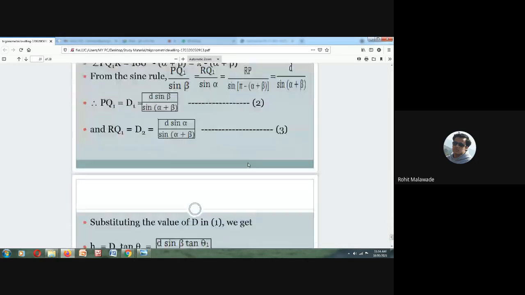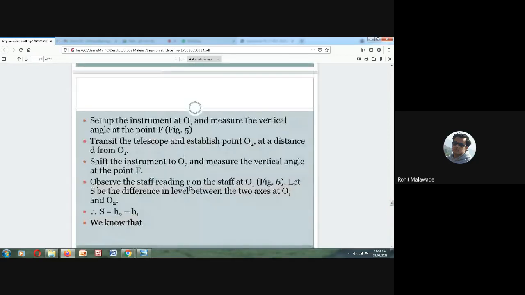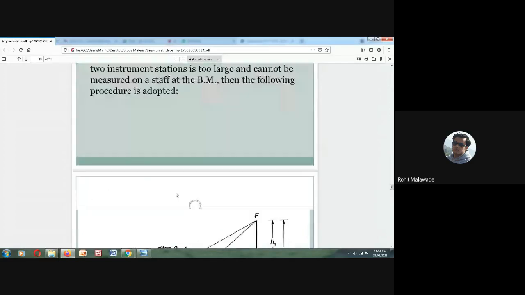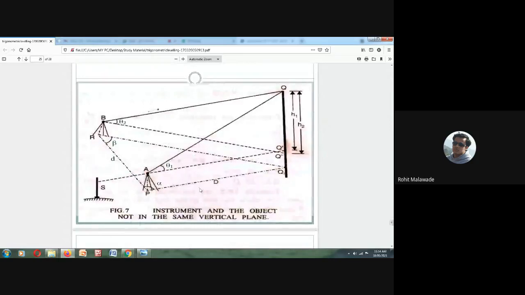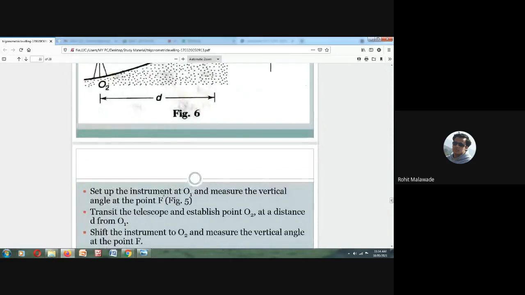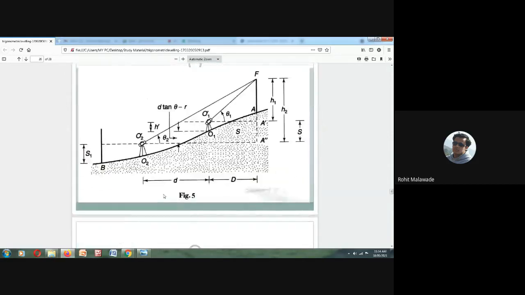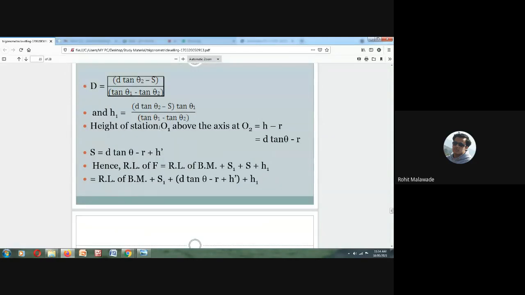There is one more thing that we will be solving in tomorrow's class, based on this particular thing, and we are also going to solve the double plane method. So you need to remember the formulas when we solve the problems. These are the formulas that we are going to use in tomorrow's class. Is it clear? Yes, sir.